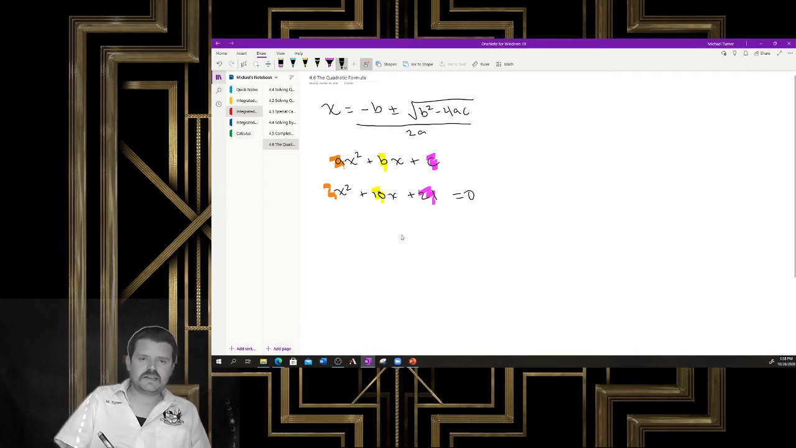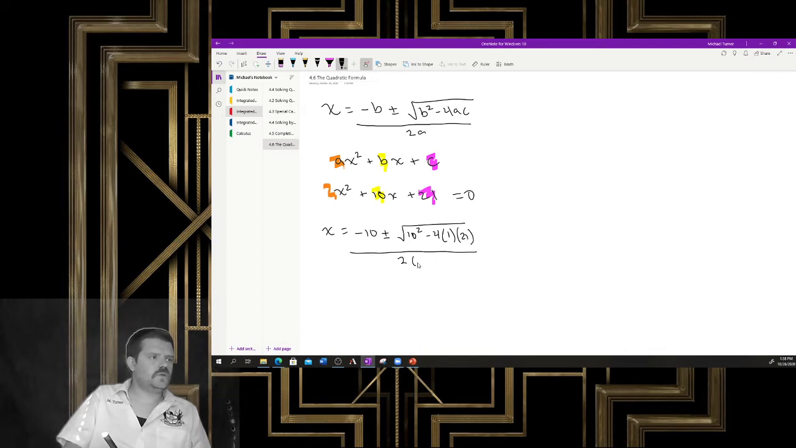So once I have those identified, I'm going to plug them into the formula. I have x equals negative 10 plus or minus the square root of 10 squared minus 4 times a, which is 1, times c, which is 21, and that's all over 2a.